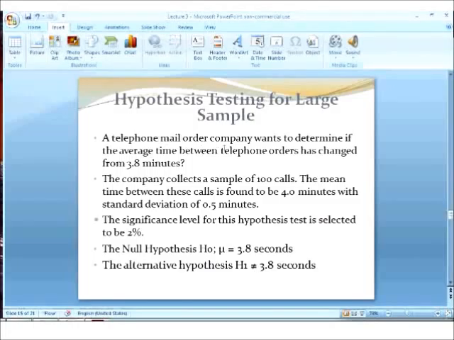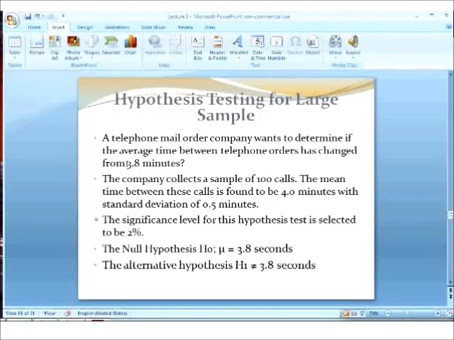A telephone mail order company wants to determine if the average time between telephone orders has changed from 3.8 minutes. There is a company that places orders based on telephone, and the average distance between two orders was 3.8 minutes a few years ago. Then they felt that the average time has changed from 3.8 minutes. Here, we are not saying that it has increased or decreased. It has just changed.